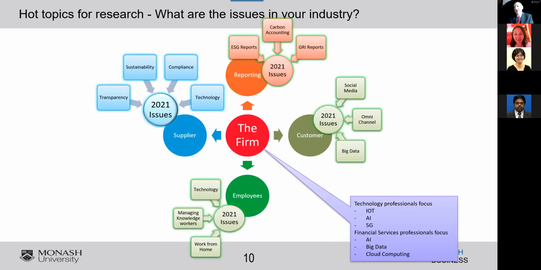Look at the issues 2021. The big thing that, we look at the literature. We tell PhD students, look at the literature, ECRs, look at the literature. Great, the literature is out of date. And it's always been out of date.